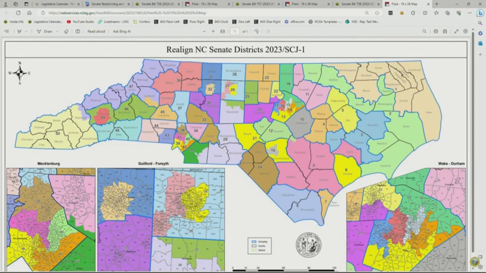Senate District 12 is made up of Lee and Harnett counties plus the Plainview precinct in Sampson, as described previously. The incumbent in Senate District 12 is Senator Bergen from Harnett County.